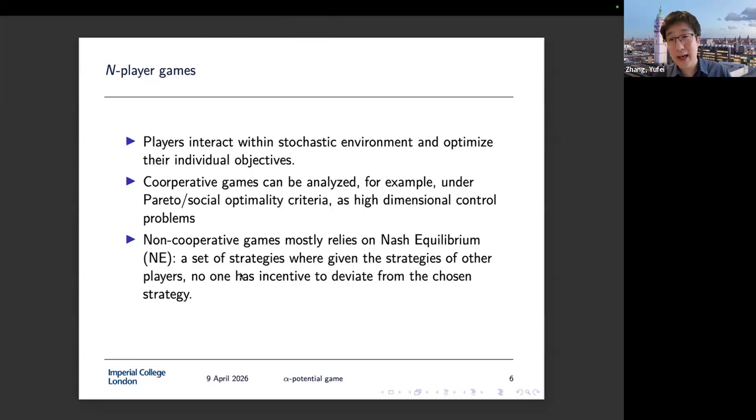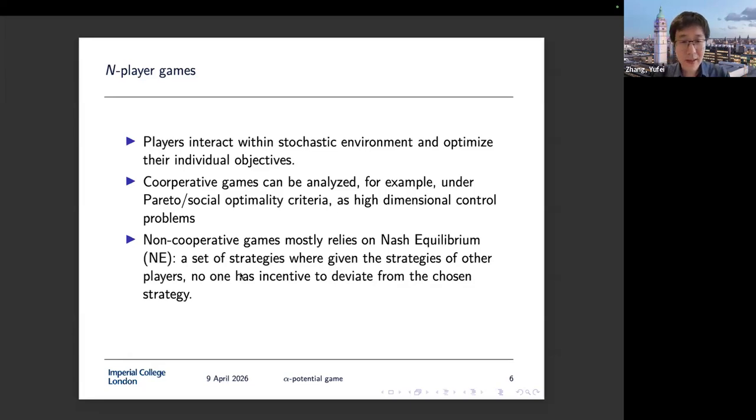In all these applications, you can formulate the problem in terms of a dynamic game. There are n players, and each player interacts in some common environment, which can typically be stochastic, and they optimize their individual objectives. In the trading problem, it may be each individual's profit and loss adjusted for risk. And in automated driving, it depends on how quickly they can go to their preferred target.